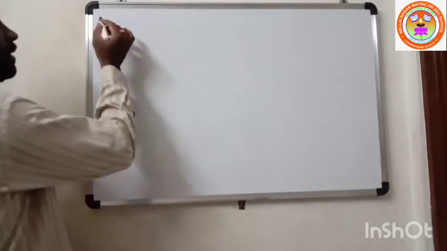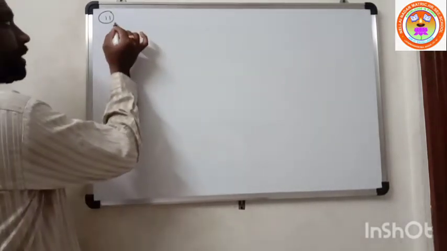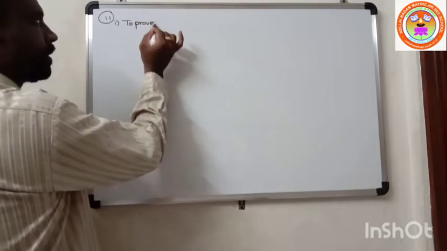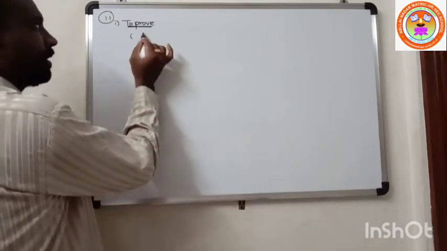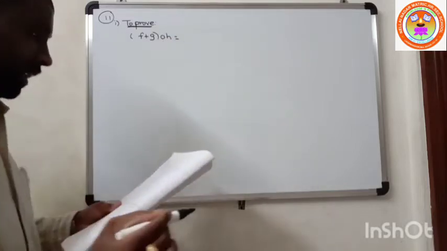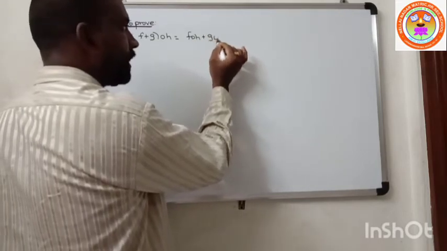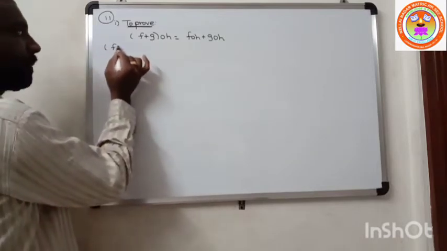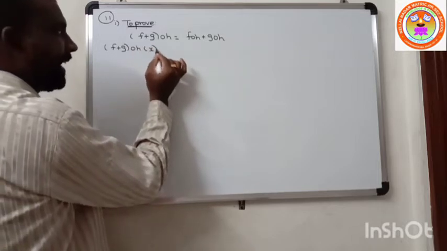I am going to the 11th sum. 11th sum, result number 1: to prove (f plus g) composite h equal to f composite h plus g composite h. (f plus g) composite h of x. This bracket term you take it as f.